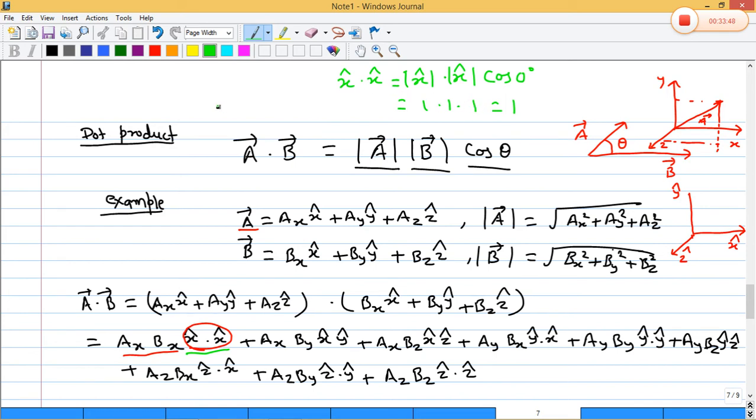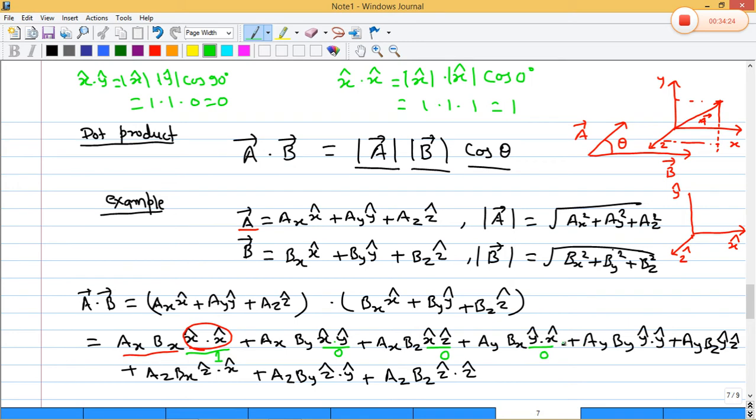If I want to discuss x cap into y cap, then magnitude of x cap into magnitude of y cap into cos of 90 degrees. Why? Because the angle between x and y will be 90. So 1 into 1 into 0 will be 0. Clear? So here x cap into x cap is 1, and x cap into y cap is 0. This one will be 0. This one will be 0.